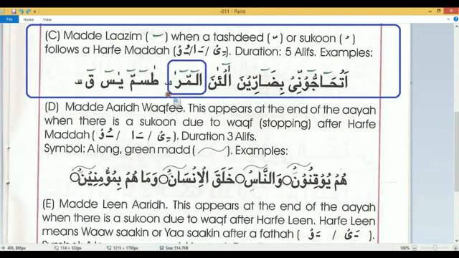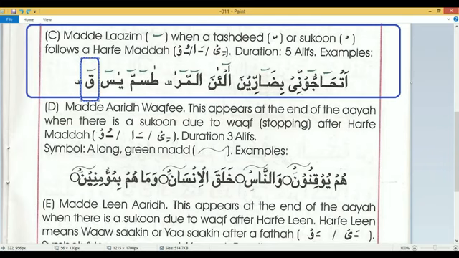In the next example we have lam, mim and ra, and you might be wondering where is the sukun or shadda after a madda letter. So now in this example we have to just break it down. Let me explain it with this example here. We have qaf, and it has a madda lazim on top. So the definition says when a tashdid or sukun follows a harf madda. So we need to have a sukun or tashdid here in this example after harf madda. Where is the sukun or tashdid and where is harf madda?